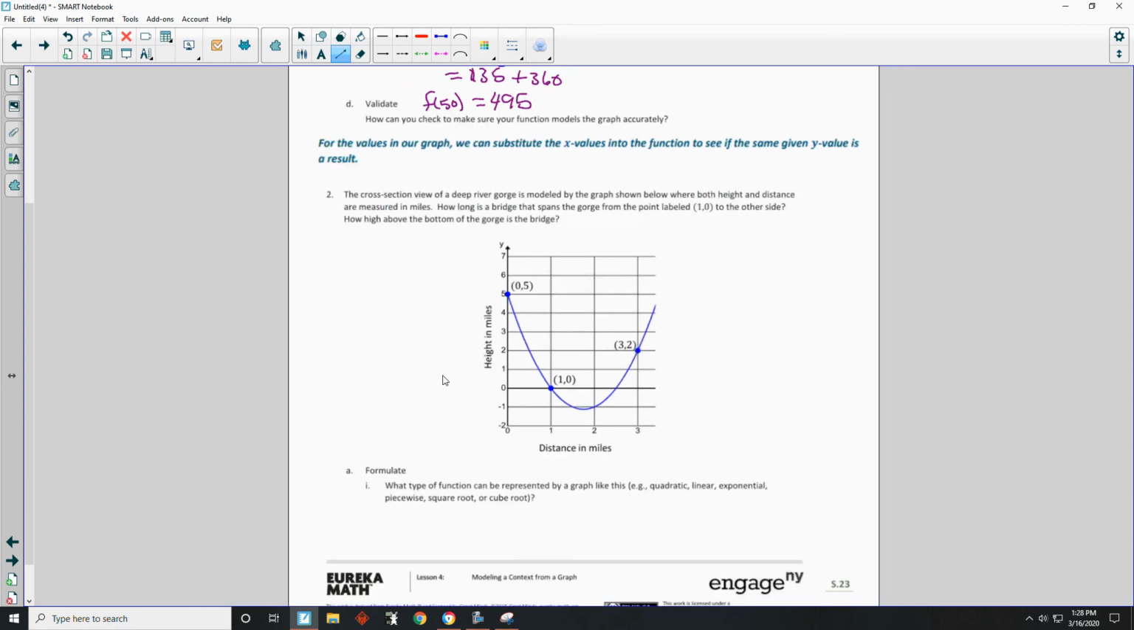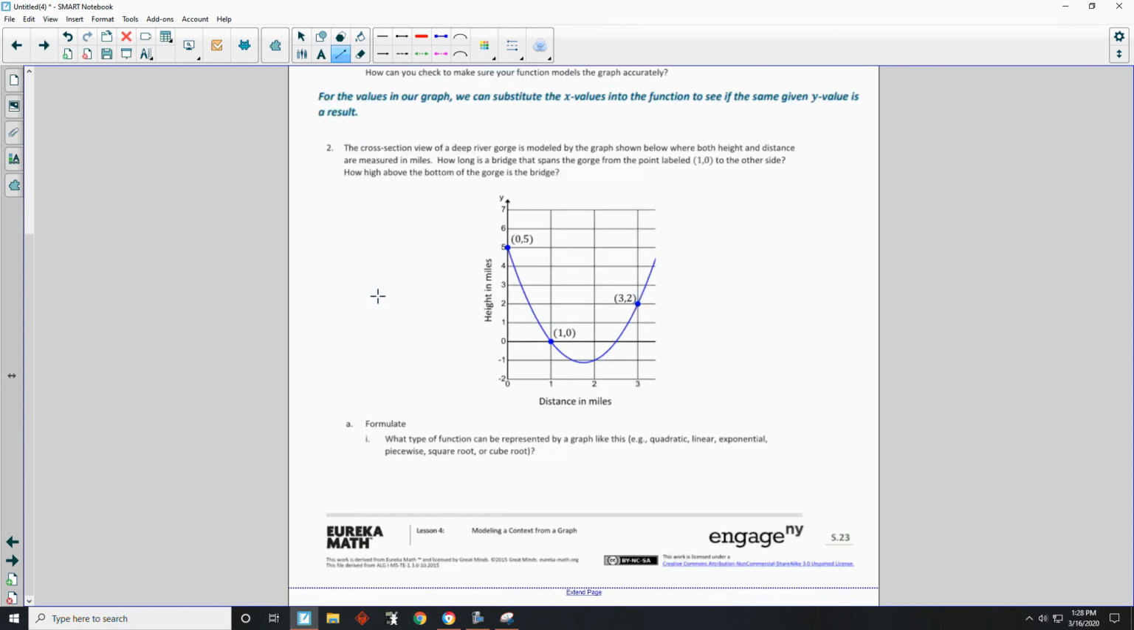All right, number two, question two. The cross-section view of a deep river gorge is modeled by the graph shown below, where both height and distance are measured in miles. How long is a bridge that spans the gorge from the point labeled 10? Okay, so that's a bridge going from here, 10, to the other side. How high above the bottom of the gorge is the bridge?